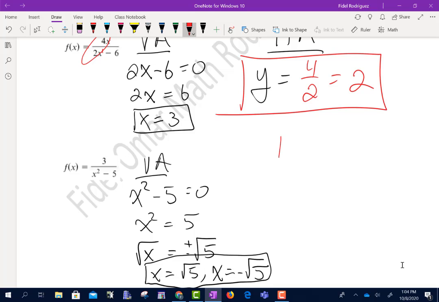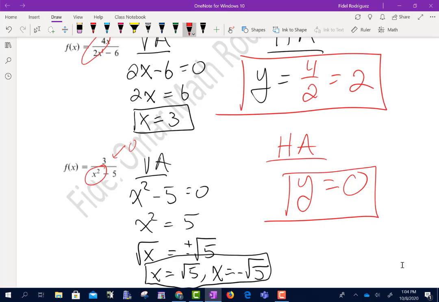Now, let's find our horizontal asymptote. Okay? The degree of the top is 0. Why? Because there's no x's. The degree of the bottom is 2. Anytime the degree of the top is smaller than the degree of the bottom, the horizontal asymptote is always going to be y equals 0. Okay? Y equals 0.